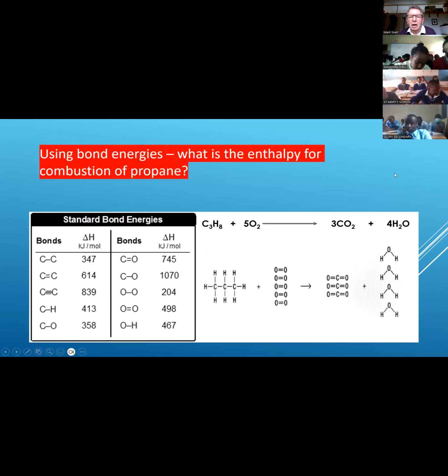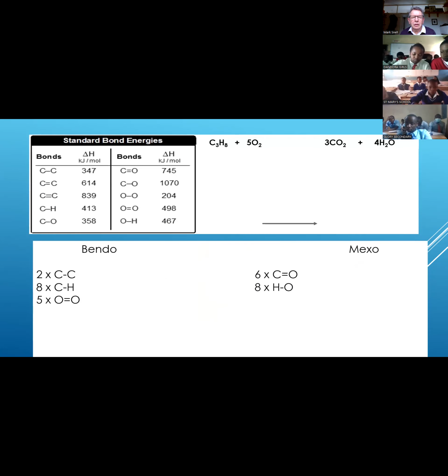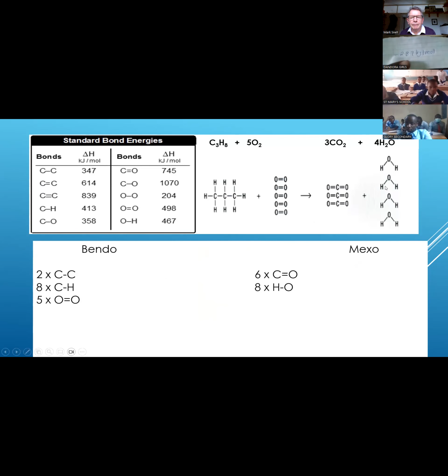For those of you who are struggling, I'm going to show you the next slide so you can see how to do it. Here's the question up at the top, and here are the molecules. The bonds I'm breaking are endothermic. This is how I would add it up: I have 2 carbon to carbon, 8 carbon to hydrogen, and 5 oxygen double bond oxygen.